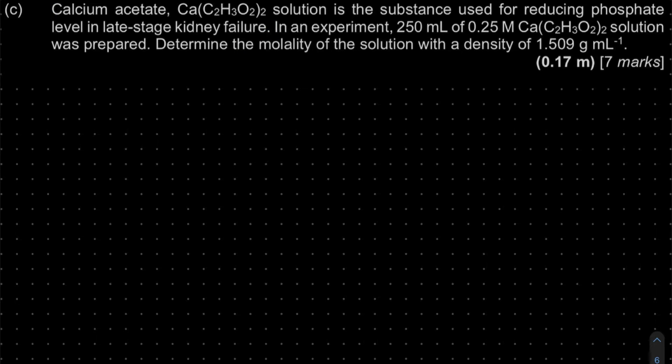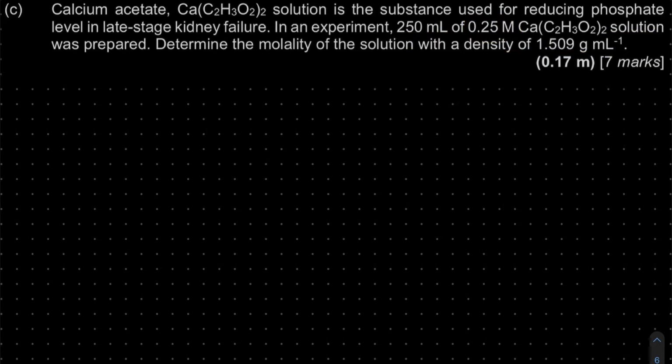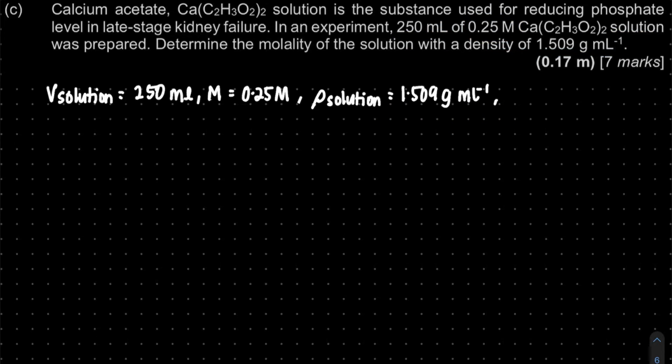Once you have read the question, we're going to extract the information that is given from the question itself. Here we have 250 ml, which stands for volume. Volume of what? Here it mentioned volume of our solution. Here we have our molarity and here we have our density. So I'm just going to extract down the information. And then the question asks you to determine the molality of the solution. Molality is your small m. The question asks for small m.